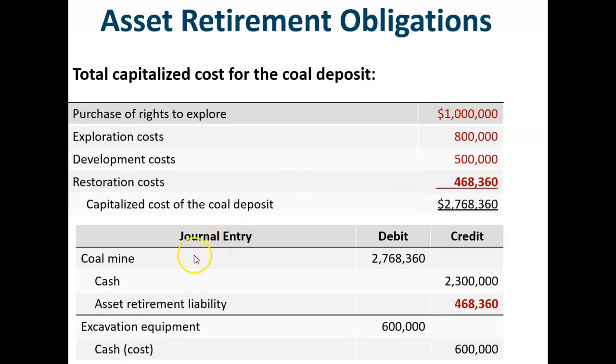Notice the journal entry. Debit coal mine, which is an asset and a natural resource, $2,768,360. Credit cash for the $2,300,000 paid for the rights to explore, the exploration costs, and the development costs, and then credit the asset retirement liability account for $468,360.